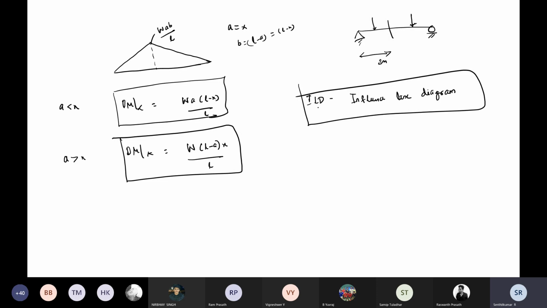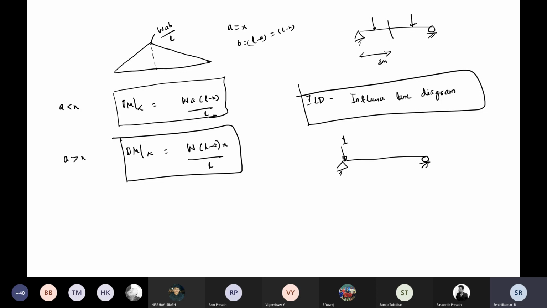Now, what is an influence line diagram? It is nothing but this: I have a determinate beam, simply supported, and I am moving a unit load, not a load W. I have a unit load, 1 kilonewton or 1 ton, whatever.